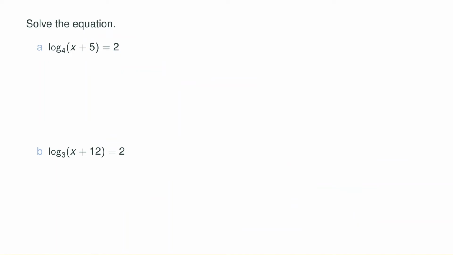Solve the equation. So here it says log base 4 of x plus 5 equals 2. If we can write it in terms of a log exponential expression, we should. So here we can rewrite this so that 4 raised to the 2 power equals x plus 5. So 4 raised to the 2 power gives us x plus 5, and just solve for x. 16 equals x plus 5. Subtract 5 from both sides, we'll get 11 equals x.